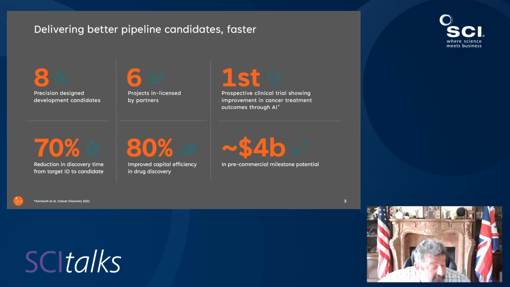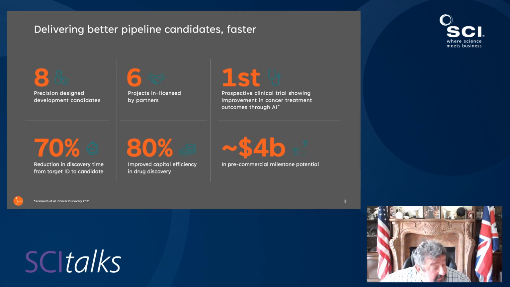So we've found, discovered, invented, designed 8 precision medicine drug development candidates. We've had 6 projects in-licensed by partners. So, you know, the designs are quality and they do well in predictive models. We're behind the first clinical trial showing improvements in cancer treatment through the application of AI.